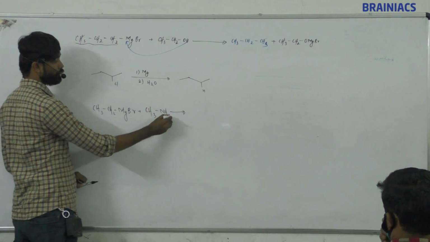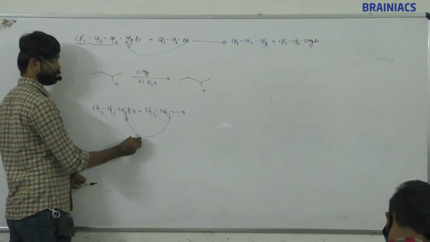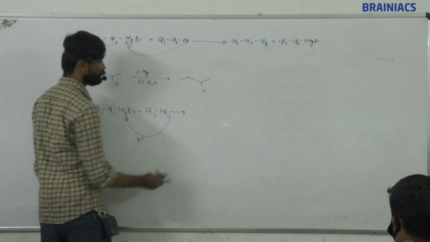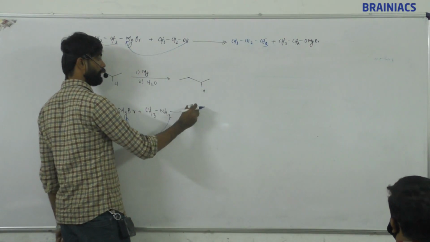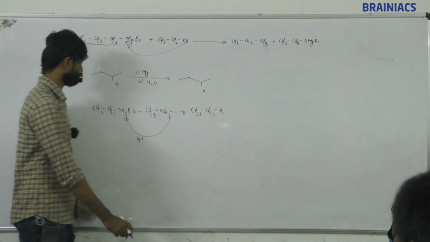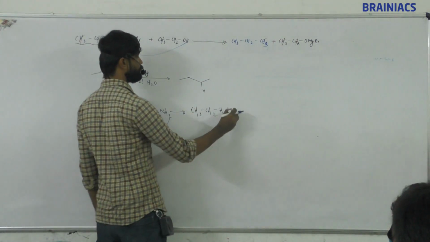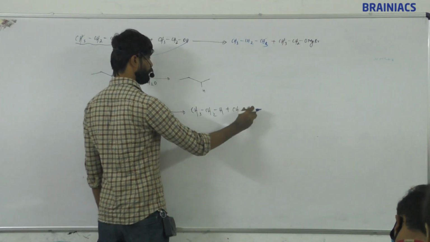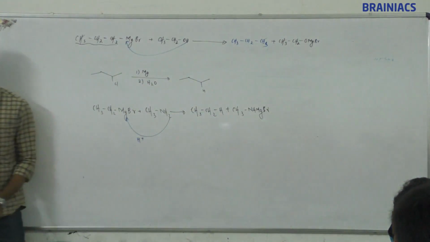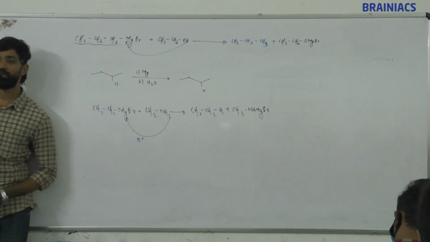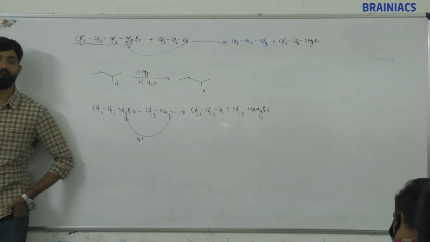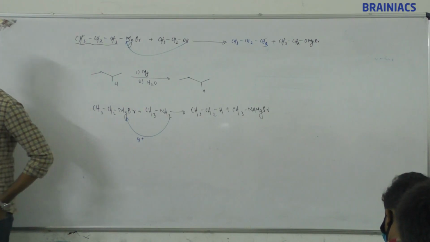And here the H plus is there. What about the A minus? CH3NH, agreed? So CH3CH2H, that is the alkane, and the byproduct is CH3NHMg. So the only change is in A minus. The rest are the same. So you have to identify the A minus clearly, then the reaction is very easy.